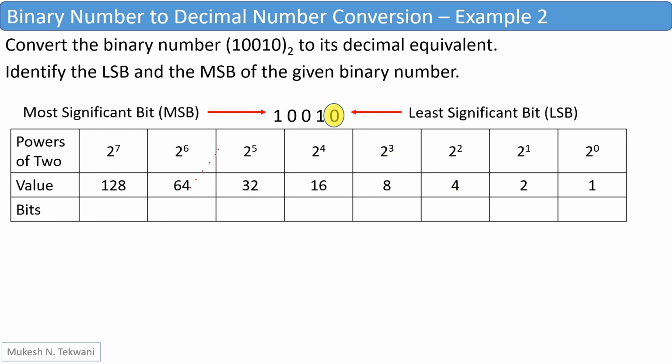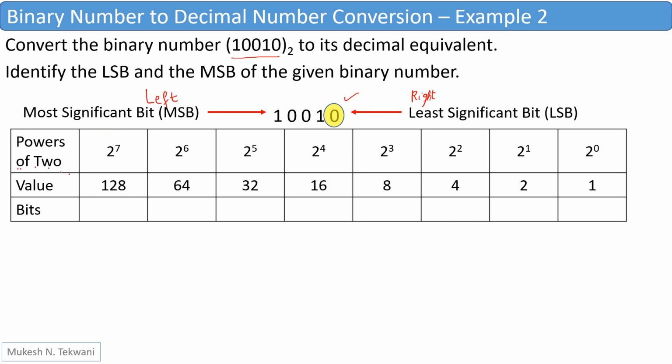Let us take the next example where we have to convert the binary number 10010 to its decimal equivalent. Again, the steps will be similar. First, we identify the least significant bit. So in 10010, the bit at the extreme right becomes the least significant bit, and we have the most significant bit, that is the bit at the left. So we have identified the bits.